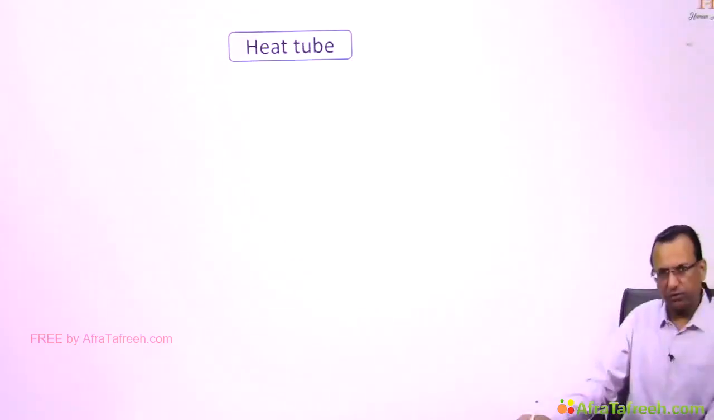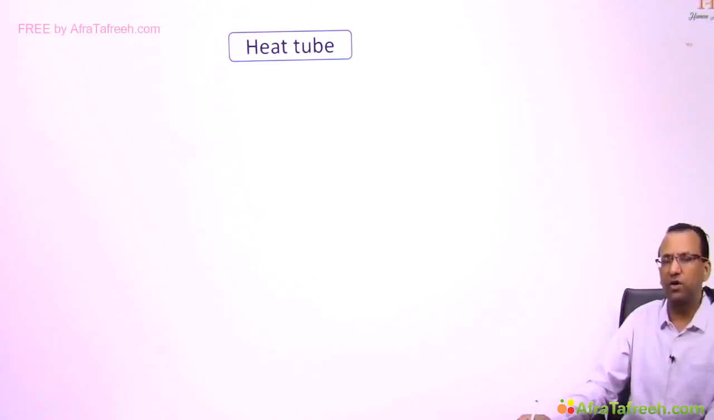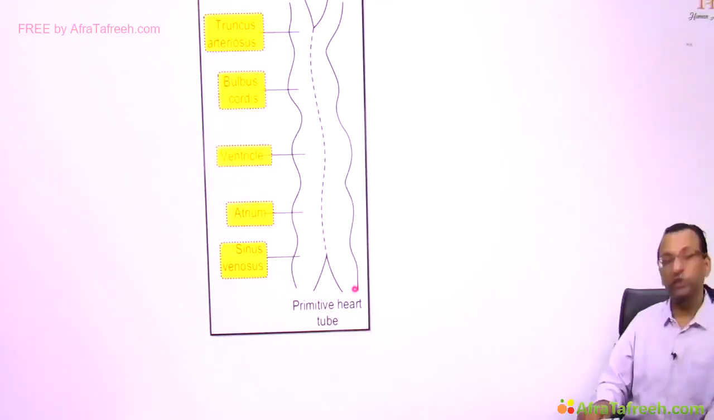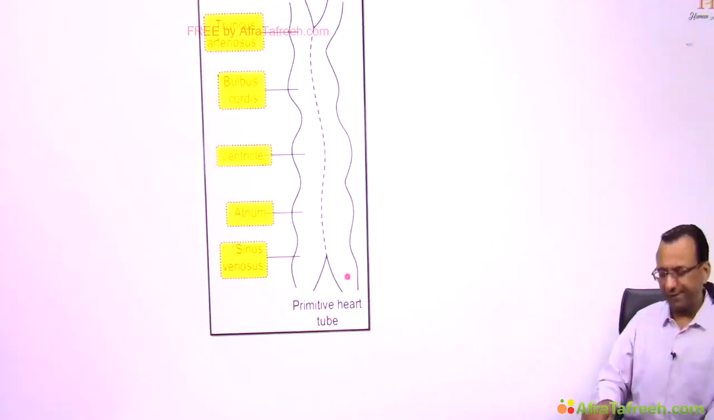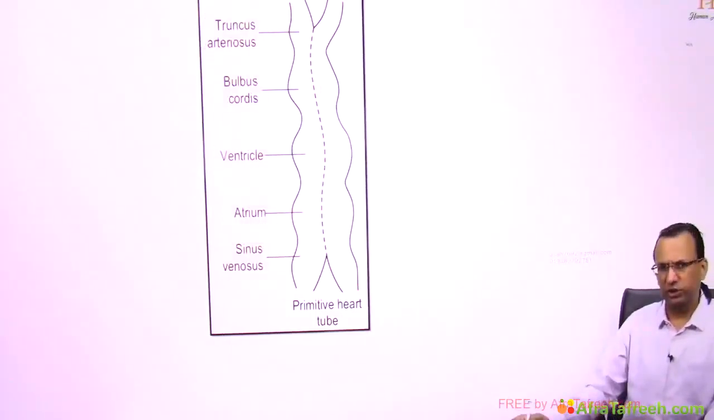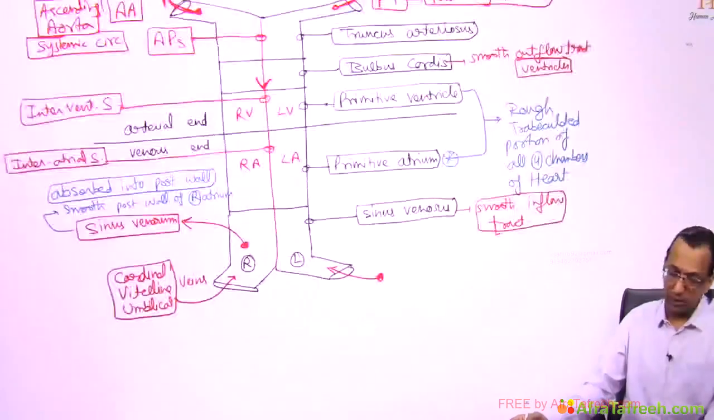About the heart tube? You know there are 5 parts of the heart tube. You remember them? Let us draw the heart tube, the 5 parts of the heart tube. Now, you see, right and left horn of the sinus venosus will bring the blood into the primitive atrium, into the primitive ventricle, and into the bulbus cordis, and the blood will exit at the truncus arteriosus. Let us discuss it by drawing ourselves.